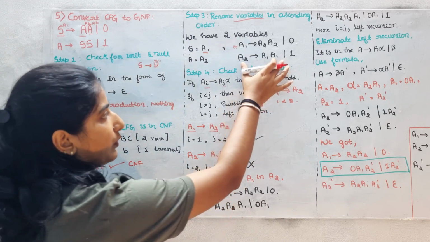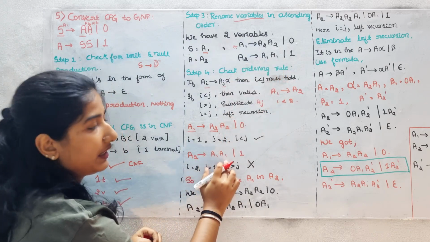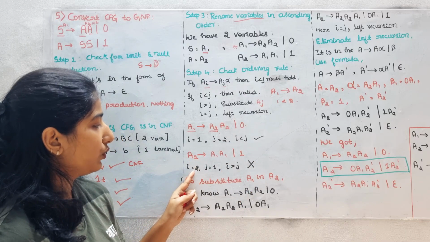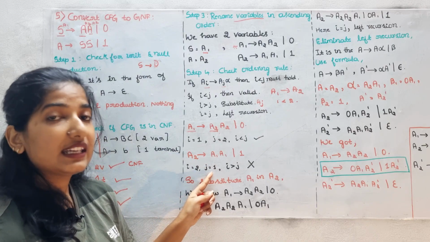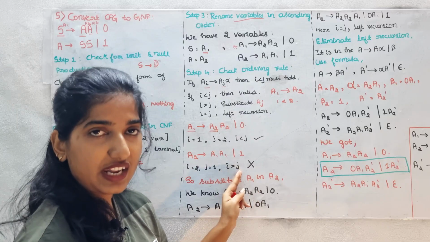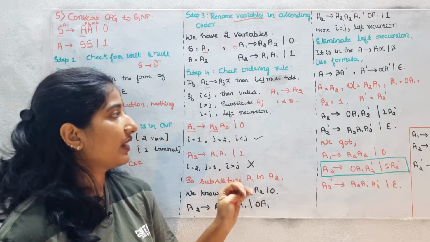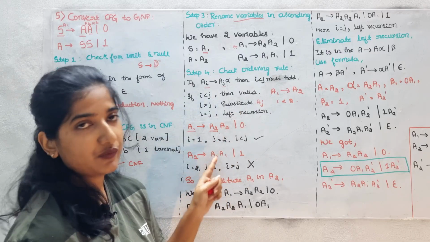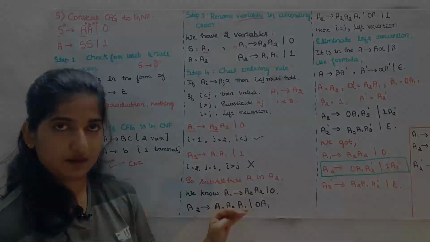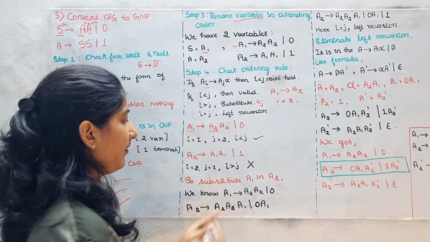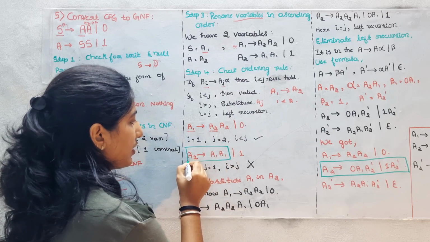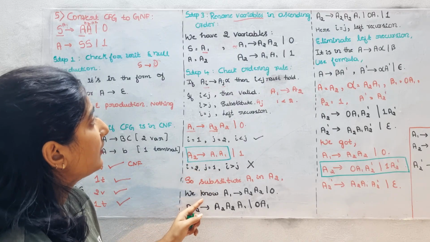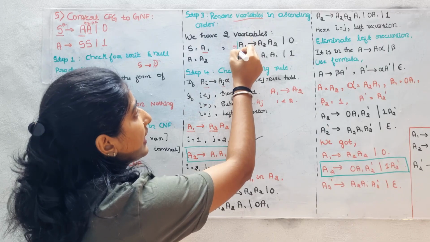Now let us move to the next equation, that is A2 derives A1 A1 or 1. Here what is the value of i? The value of i is 2, the value of j is 1. Here i is greater than j, so this is the problem. When i is greater than j, we have to substitute the value of this Aj. Now how to do that? Let us see. I got A2 derives A1 A1, so I have to fix this equation. So substitute the value of A1 in A2. What is the value of A1? A1 means this one.